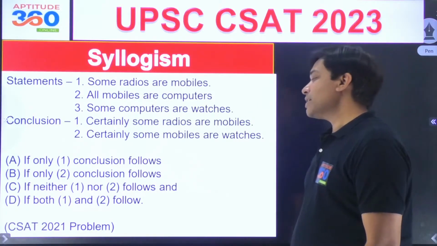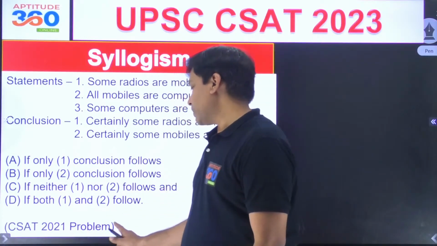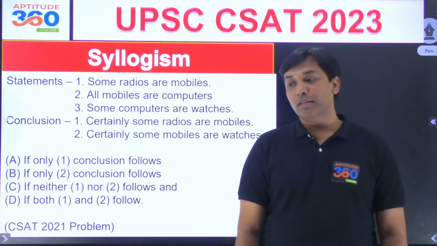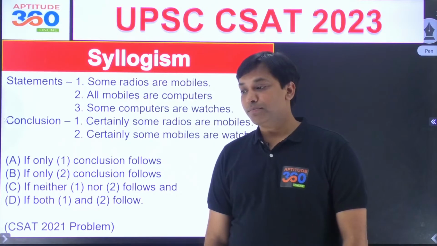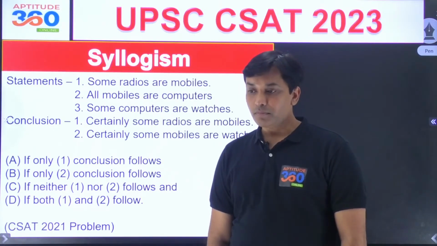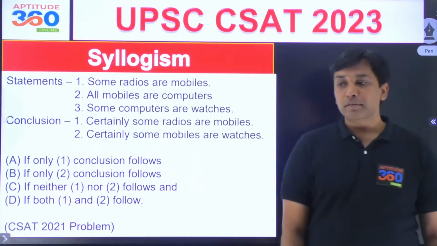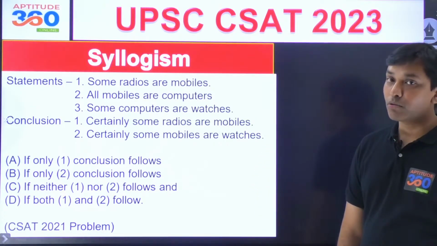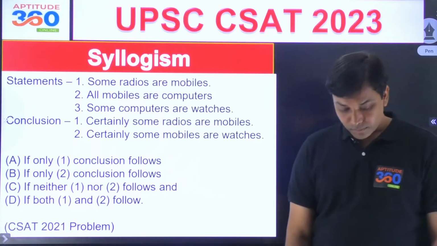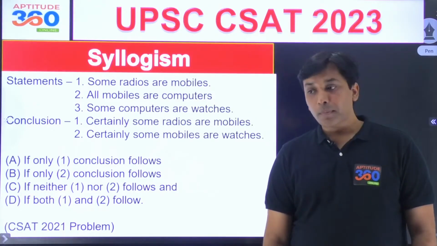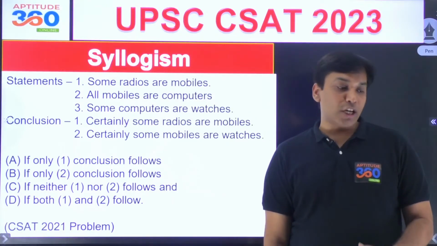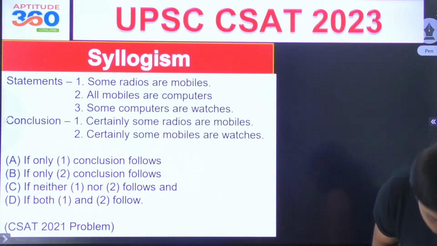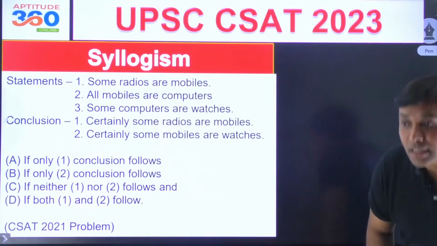This problem was asked in CSAT 2021. 2021 का problem है ये. What do you think is the answer over here? Now you have got 3 statements out here. 3 statements followed by 2 conclusions. What is the answer? Take your time. Take at least 30-40 seconds. आराम से इसको लगाओ और मेरे को बताओ आंसर क्या होगा.